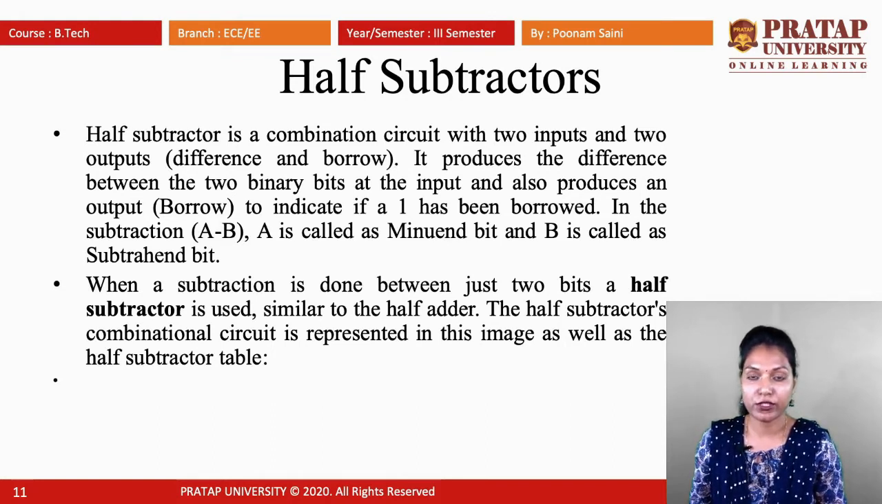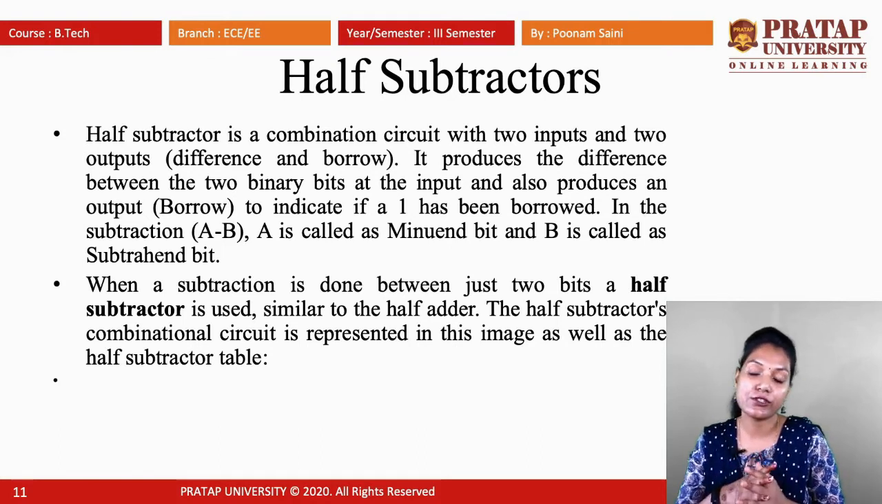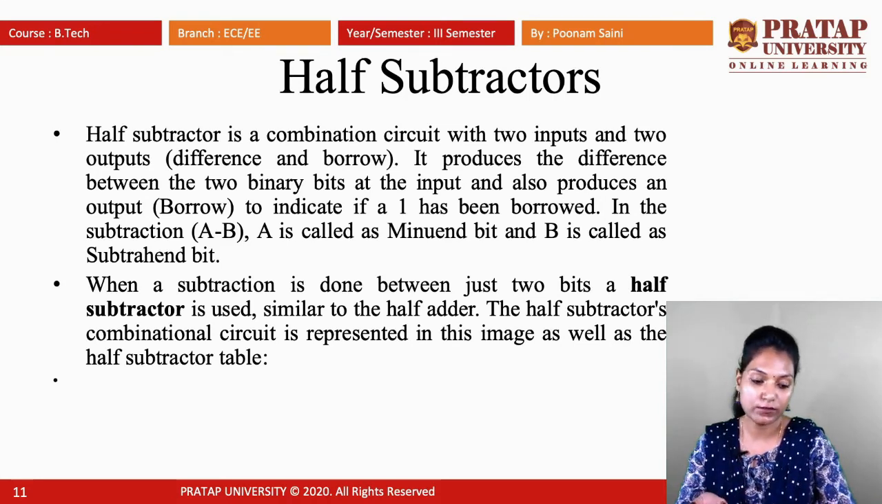In the subtraction A minus B, A is called the minuend bit and B is called the subtrahend bit. So when a subtraction is done between just 2 bits, it is known as half subtraction, similarly like the half adder, and when it is continued with 3 bits then it is known as full subtraction.